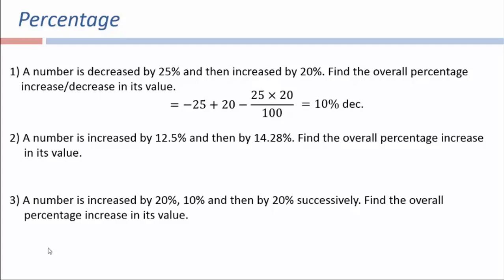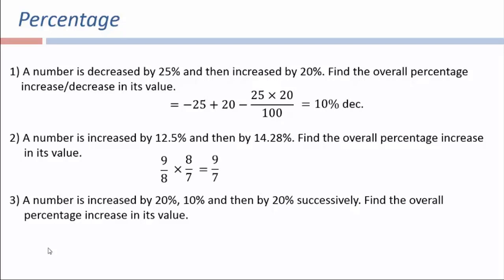Now fraction equivalence for 12.5% is 1 by 8, but for increase we will add 1 to 1 by 8 and we will get the multiplying factor as 9 by 8. Again, the increase of 14.28%. So the fraction equivalence of 14.28% is 1 by 7, but for increase we will add 1 to 1 by 7 and we will get 8 by 7. So on multiplying these two multiplying factors, we will get an overall multiplying factor of 9 by 7.